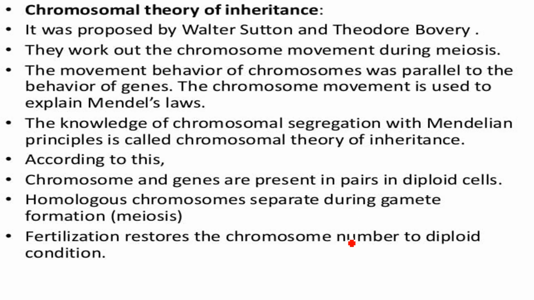Chromosomes and genes are present in pairs in diploid cells. As we know, dear students, genes are responsible for transferring genetic information from one generation to another. Where are genes located? They are located on the chromosomes, so chromosomes carry the genetic information from one generation to another. The homologous chromosomes separate, or segregate, during gamete formation in meiosis, while fertilization restores the chromosome number to the diploid condition.